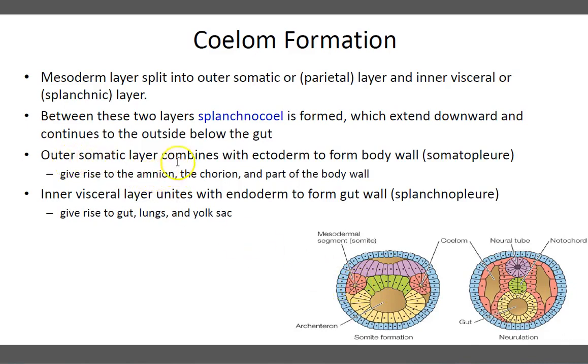So the outer somatic layer combines with the ectoderm. The combination of your somatic layer and the ectoderm gives rise to your somatopleure, or the body cavity wall. And this gives rise to your amnion, chorion, and part of the body wall. Whereas the combination of the inner visceral layer together with the primitive gut will give rise to your splanchnopleure, the wall of your viscera. So that will now give rise to the wall of your gut, lungs, and yolk sac.